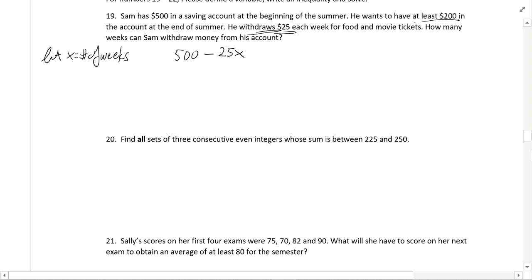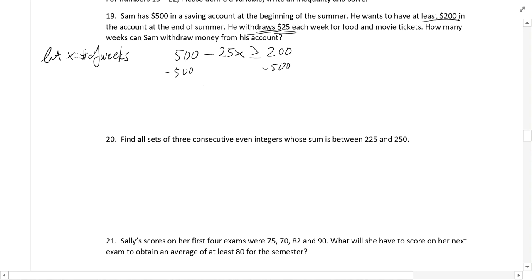And he wants to have at least $200. All right, so at least means greater than or equal to. So we have 500 minus 25x is greater than or equal to 200. All right, let's go ahead and solve this inequality. The first thing here is I'm going to subtract 500 from both sides.